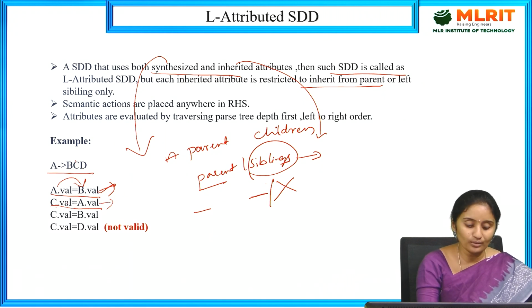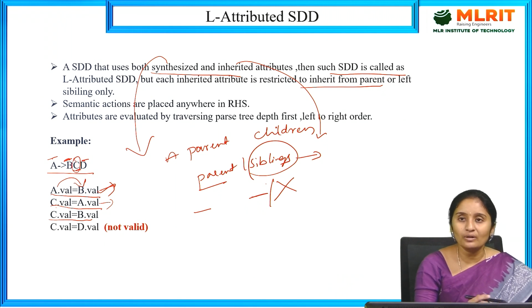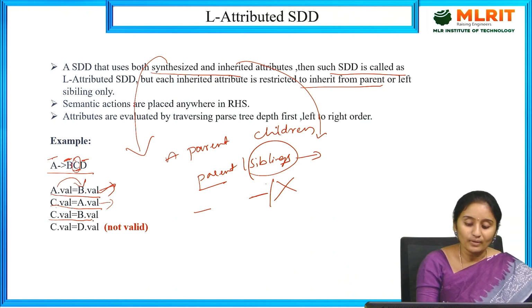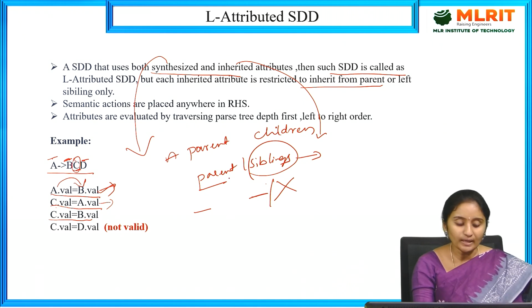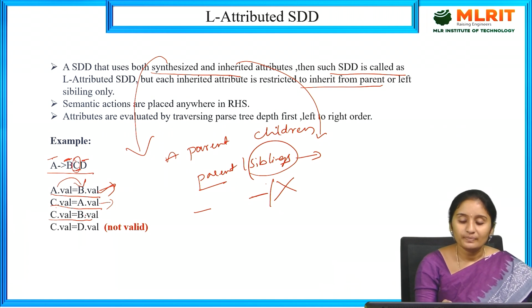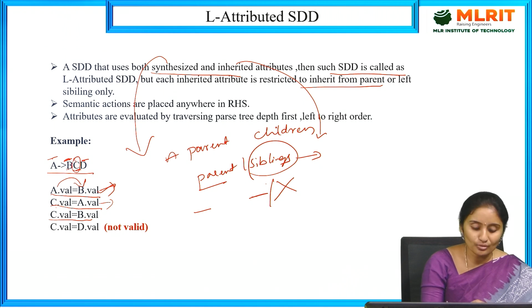Here, this is the child node and this is the parent node. Coming to here, C.val equal to B.val. See here, C is the node I am taking. It can inherit the values from its parent or the left sibling. I cannot take the right siblings. C.val is equal to B.val is also valid. Why? Because for inherited attributes, we can take the values from its parent or siblings. But in L attributed SDD, there is a restriction to inherit from parent or left siblings. The left sibling of C is B, so it is also valid.